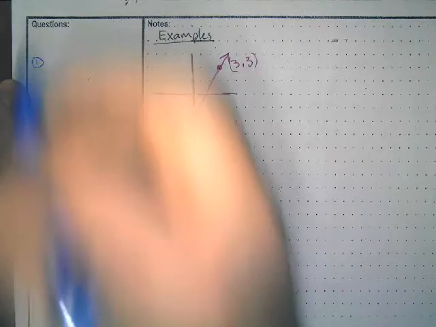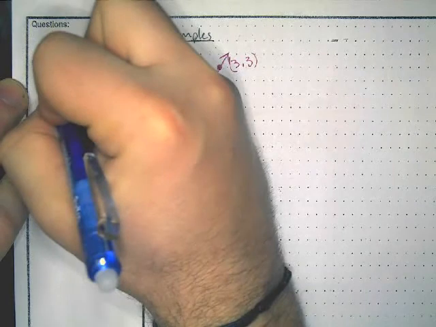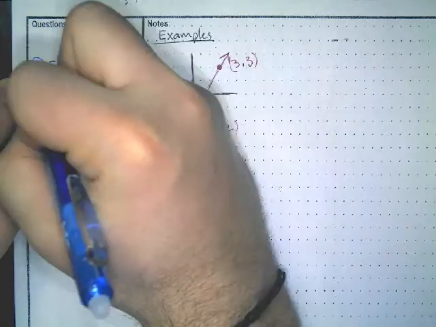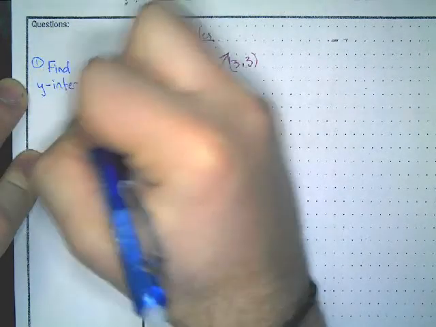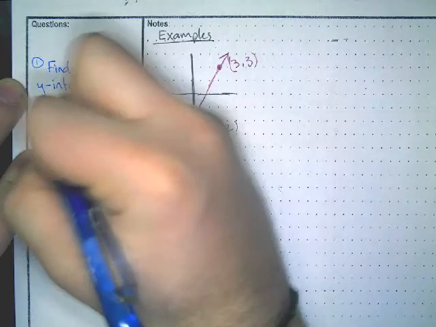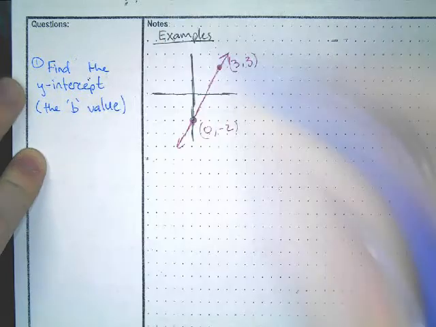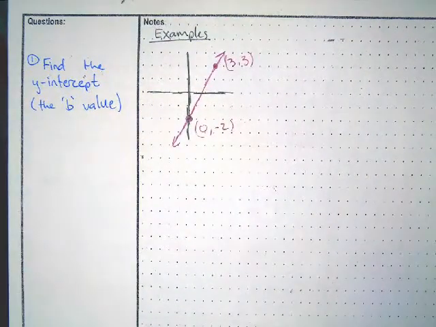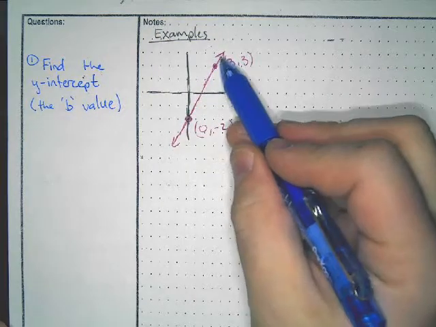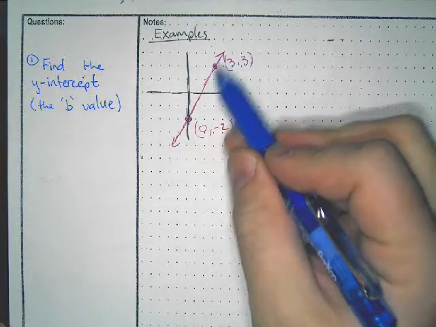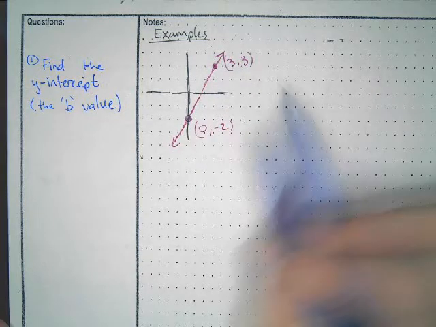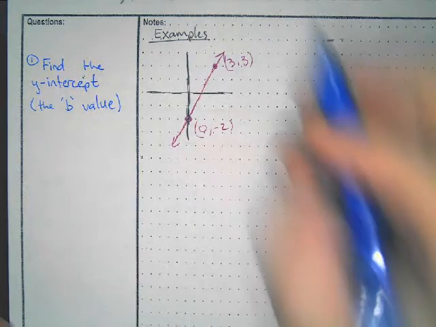So step 1, find the y-intercept, the b value. So we look over here, and where am I crossing my y-axis? Right here. And so I find that b equals -2.